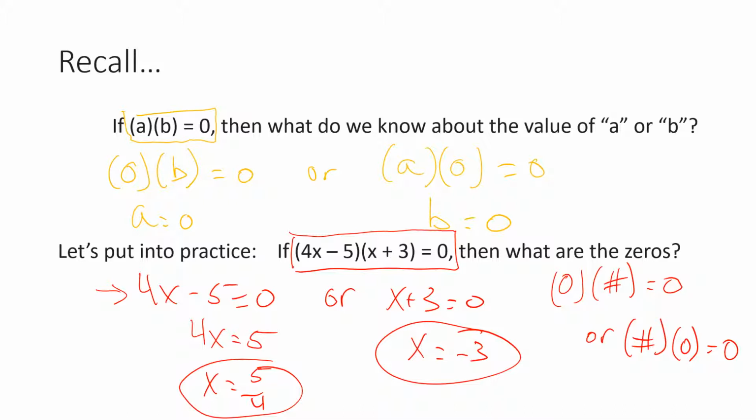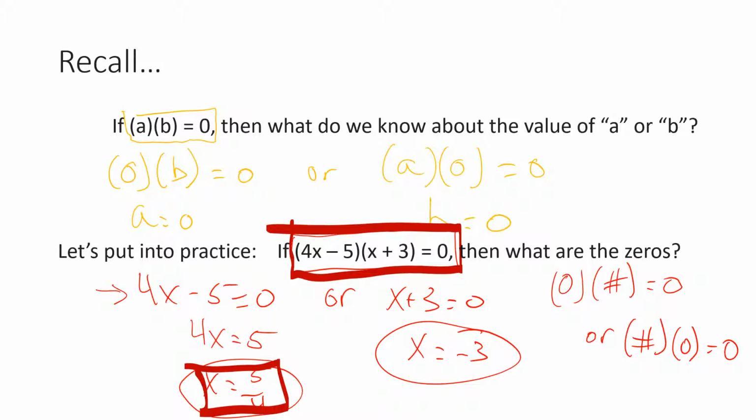We're going to use this fact and work backwards. So instead of being given that information, we're going to take the information of these roots and work backwards so we get it into factored form.